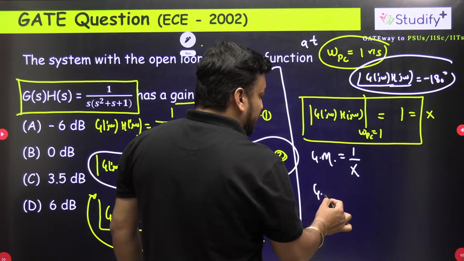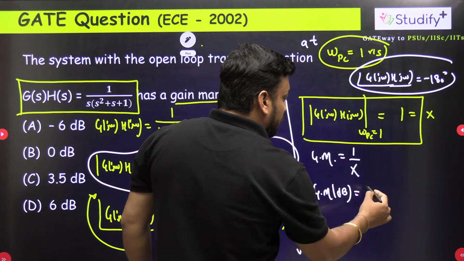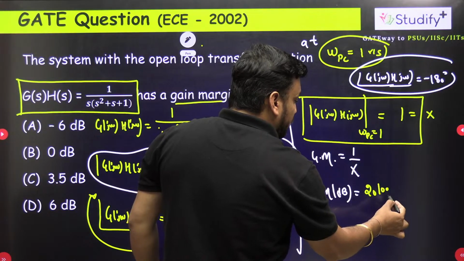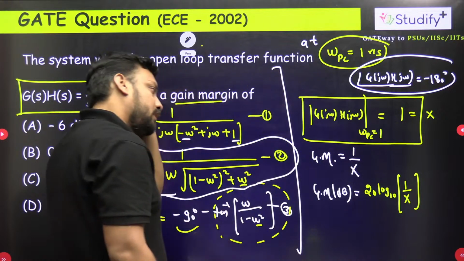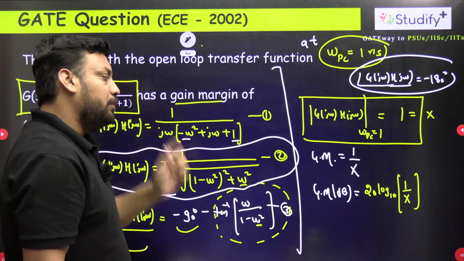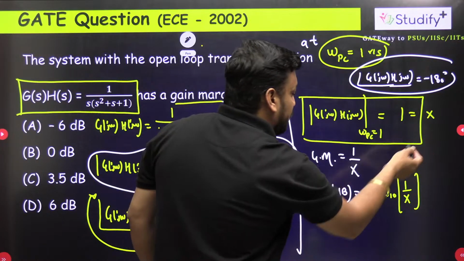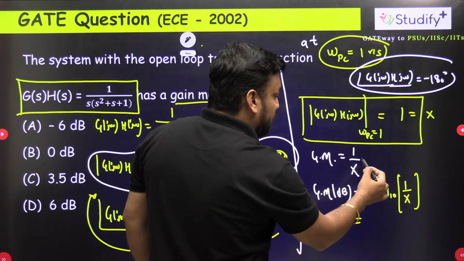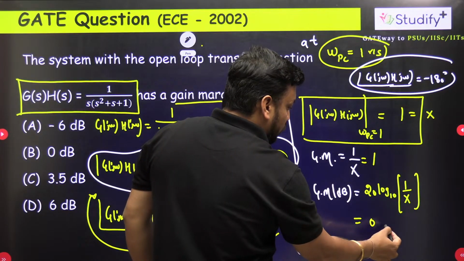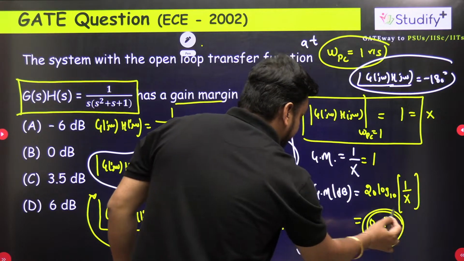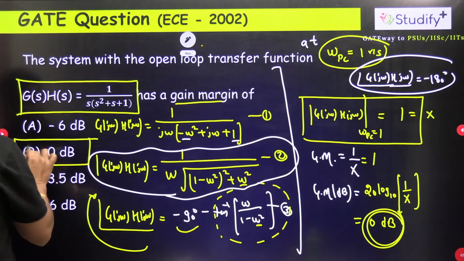Once you take the dB value of this, you should write 20 log 10 of 1 by x. Is this crystal clear? 20 log 10 1 by x. Now the value of x is 1, so 20 log of 1 by 1, which is 1, and log 1 is 0 dB. So the gain margin value is 0 dB, which means correct answer B. This is my conventional approach.